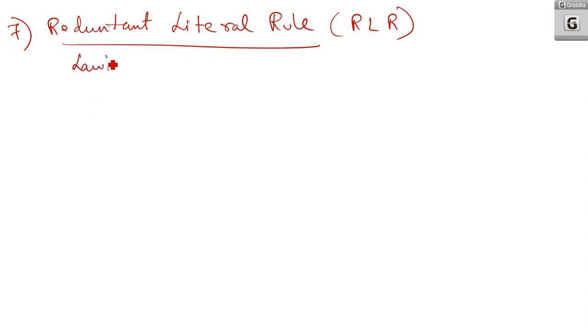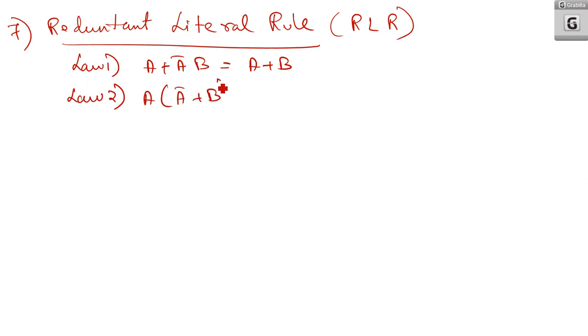Law 1: A or A bar B is the same as A or B. Law 2: A and A bar or B is the same as A and B. So these are the two fundamental rules. The first is for the OR rule and the second one is the AND rule. Let us try to prove it. Here we have only two variables, so we can prove it easily.